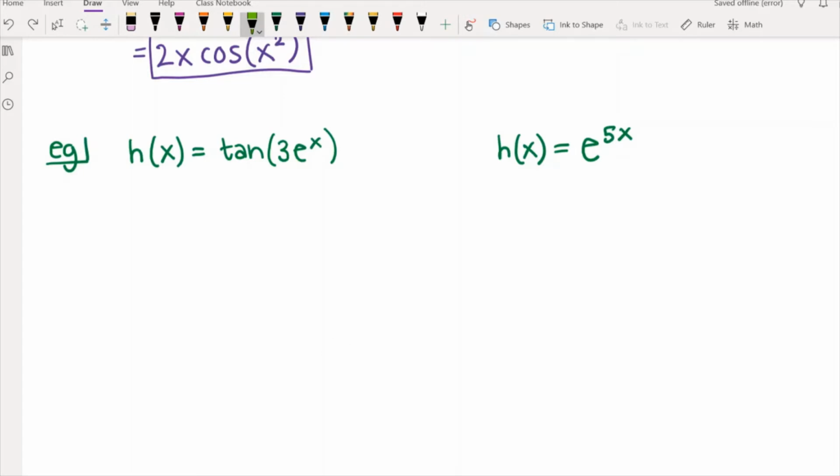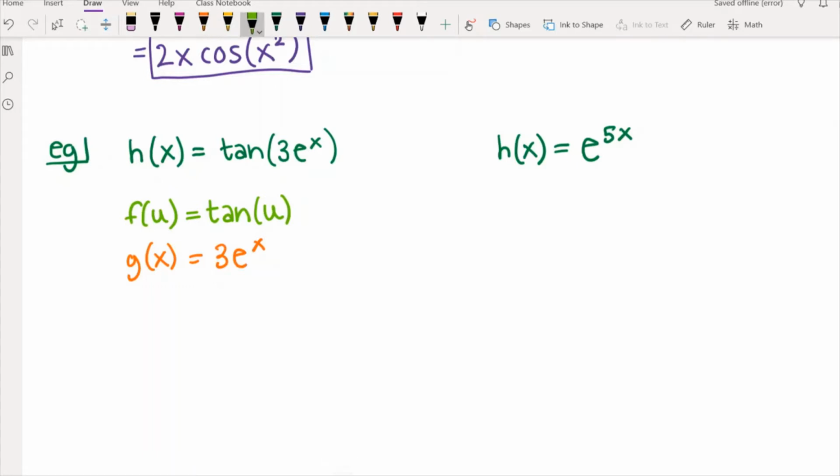So in this case, the outer function is tangent of u, right? Because we're taking tangent of something. And the inner function is 3 times e to the x.